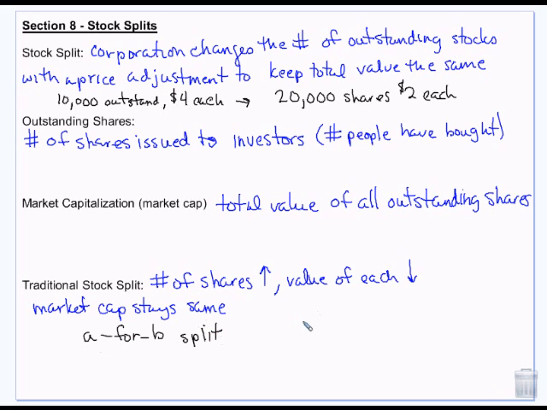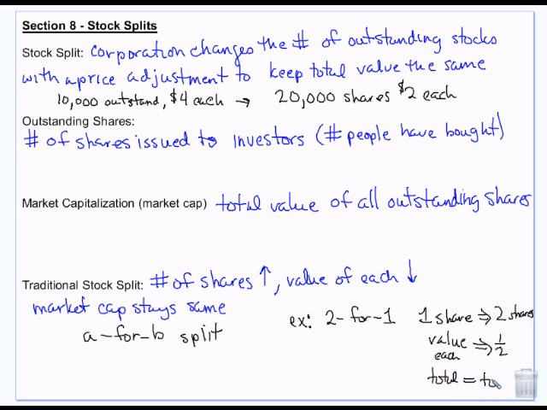So 2 for 1. That means for each share you had, 1 share becomes 2. And the value becomes half of it, like half the value of each. The total value is the same.